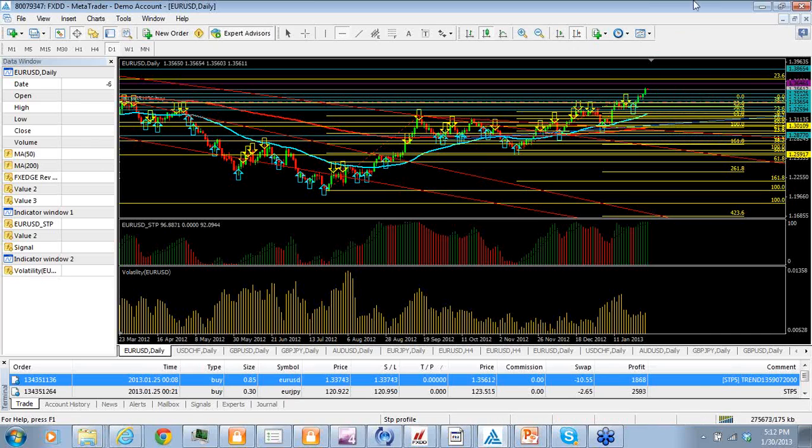So what we're going to do is use the same chart, same horizontal line. Move this down to the 1.3600. That's going to be our area, and also we do kind of need one at the 1.3650 for another area of support and resistance.